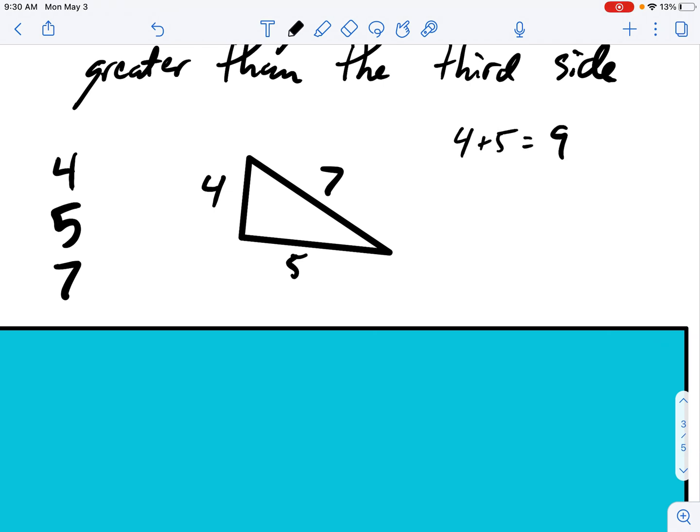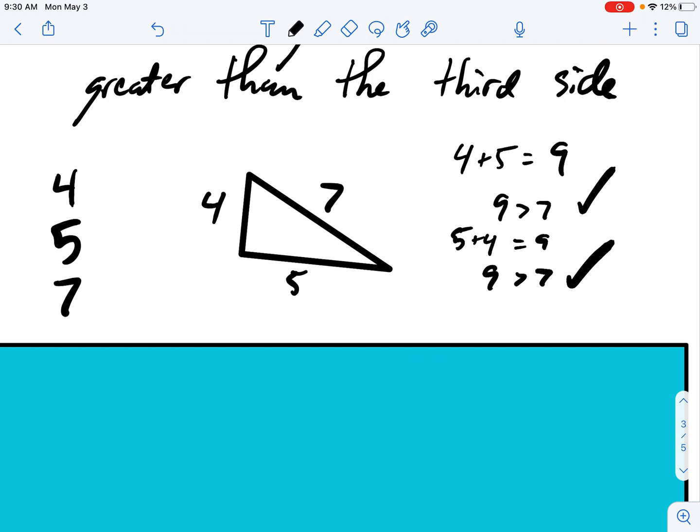That's 9. Is 9 bigger than 7? Yes. Okay, good. What if we did 5 plus 4? That equals 9. Is 9 bigger than 7? Yes. Now what if we did, we can test out more side lengths.